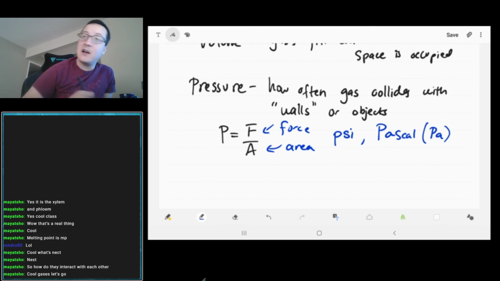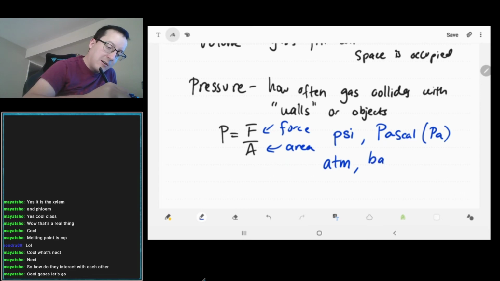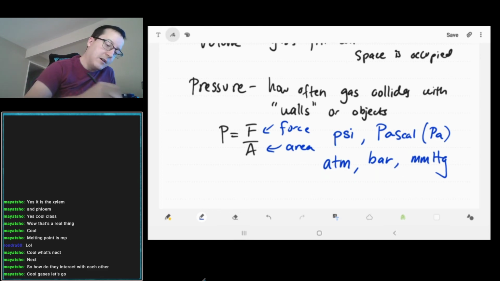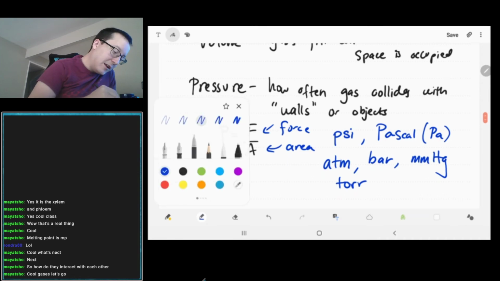In chemistry, we have a few other ones that we talk about. We talk about ones called atmospheres, which is abbreviated ATM. We talk about bars, which are very similar to ATM. And then we also have millimeters of mercury. Especially for those of you going into healthcare, you'll see the millimeters of mercury unit all the time. That's the one you use a sphygmomanometer to measure blood pressure with. It comes out in units of millimeters of mercury. You'll also see torr. There are a lot of units.